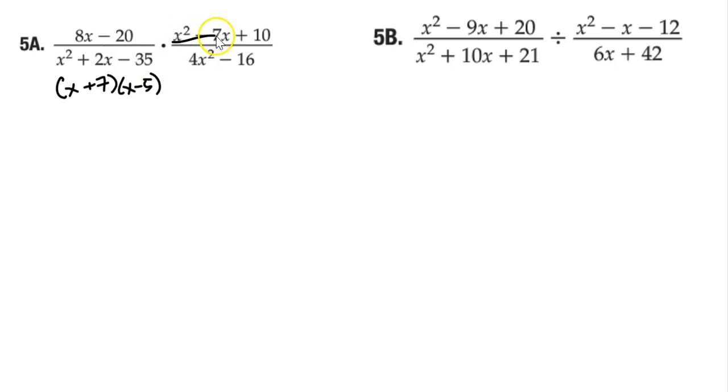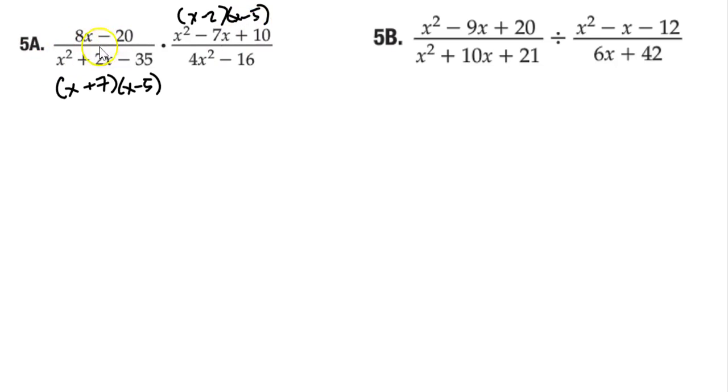Let's do the same thing here. Oof, that was terrible, me trying to highlight. Two things that multiply to get 10 but add to get negative 7. Notice it's a positive 10, so they'd be the same sign. And since the middle one's negative, they're both negative. So x minus 2, x minus 5.